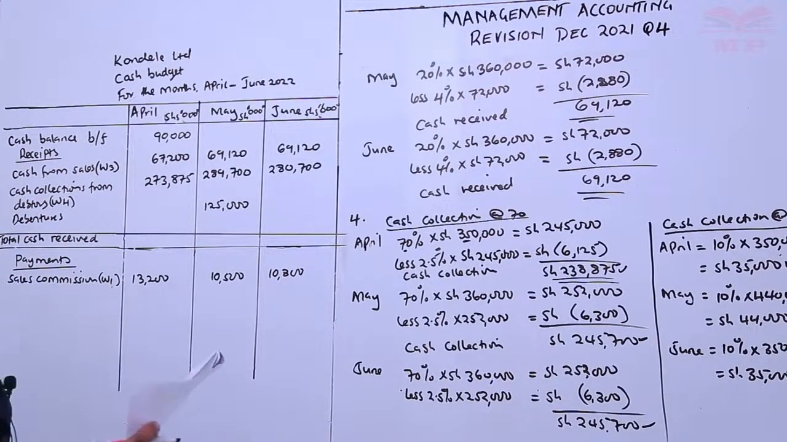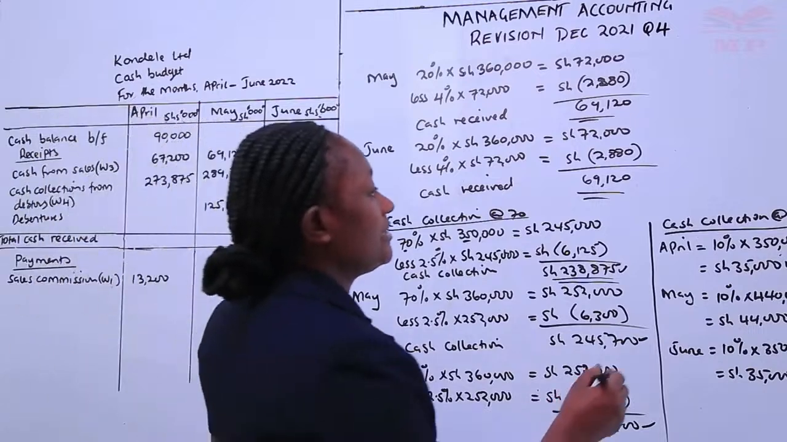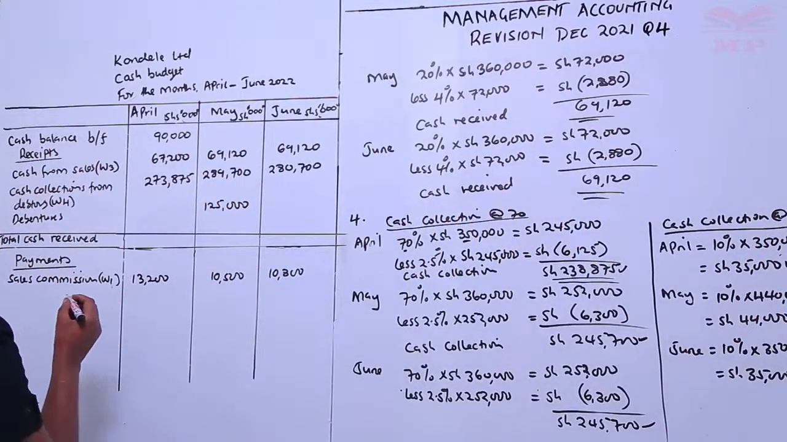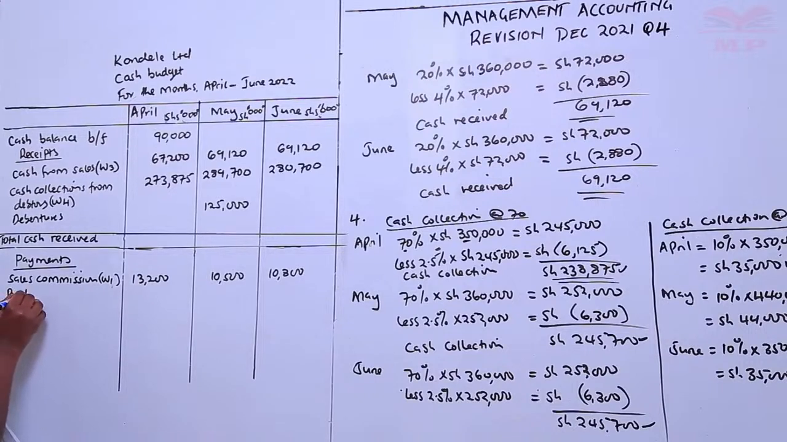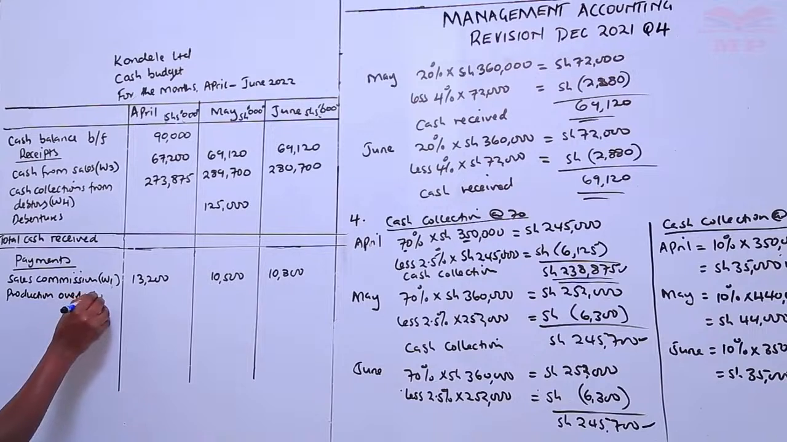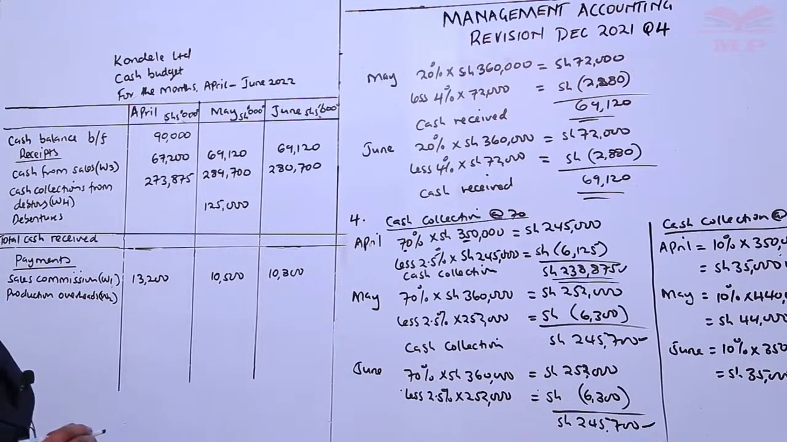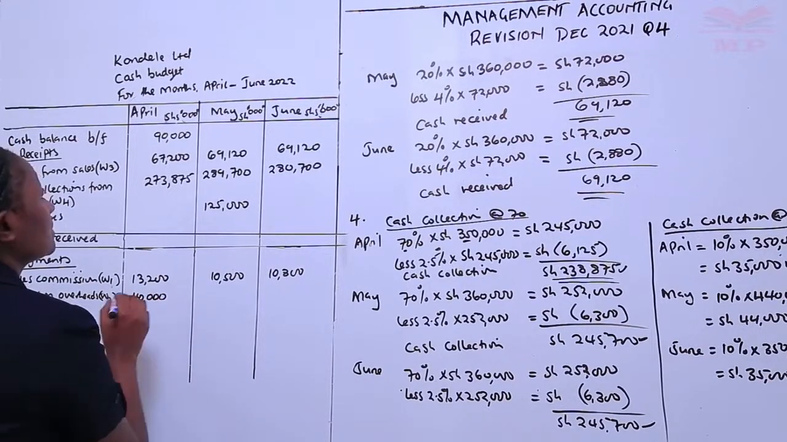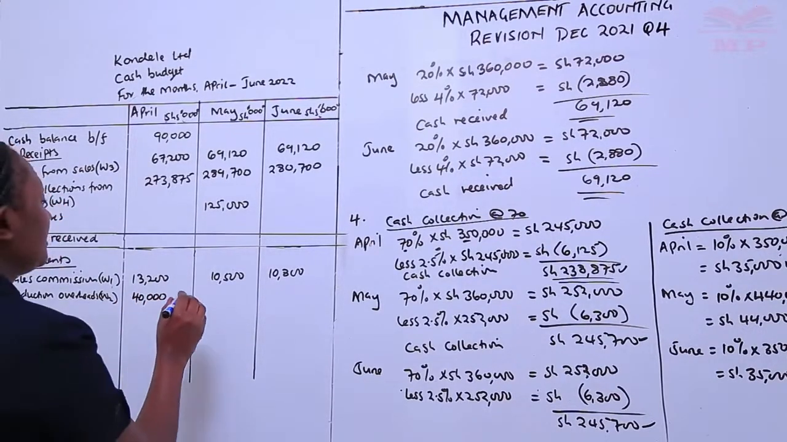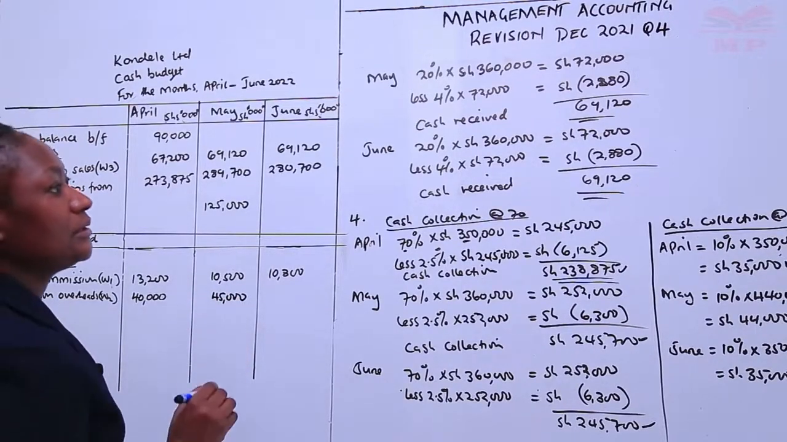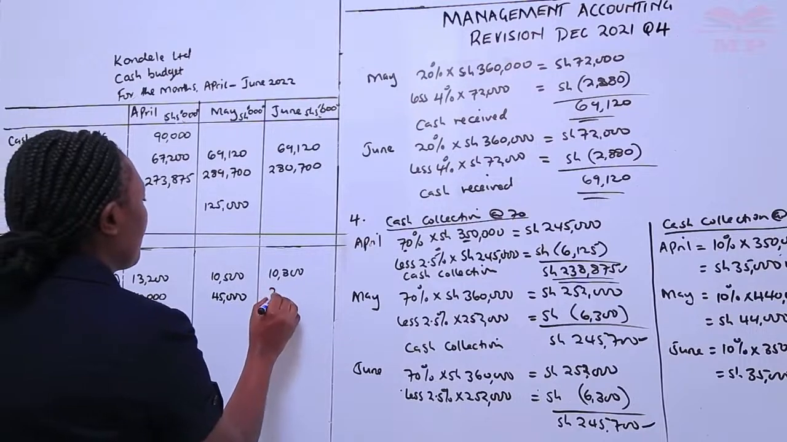Then the next cash payment is note number 2. That's overheads. So we have production overheads. This is working number 2. Production overheads, April was 40,000. May, 45,000. And June, 36,000.